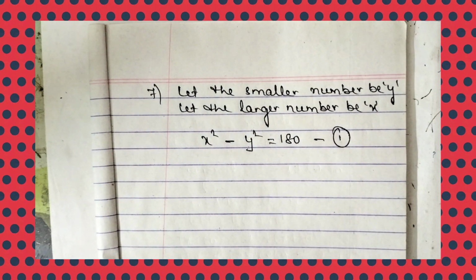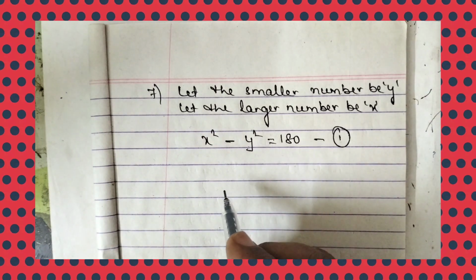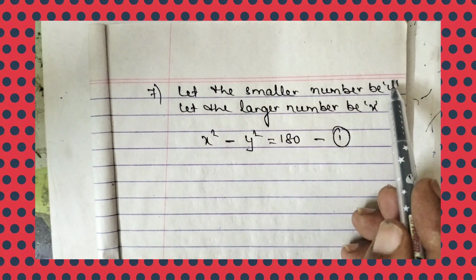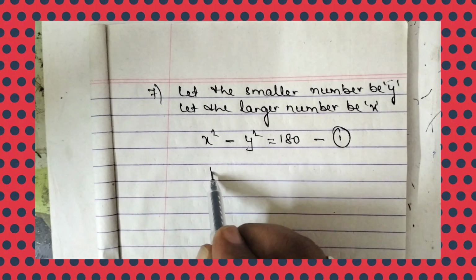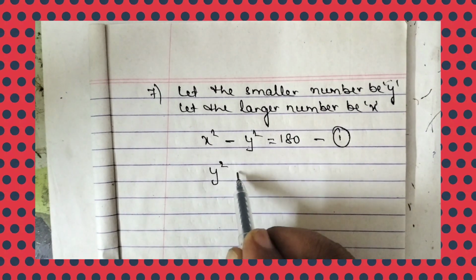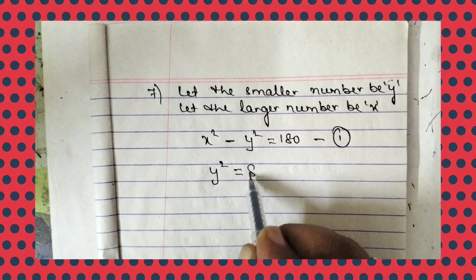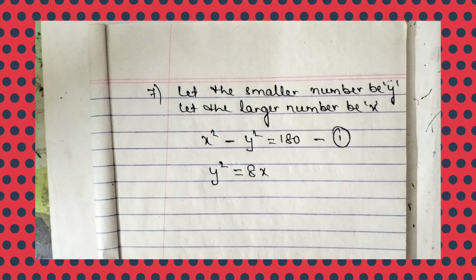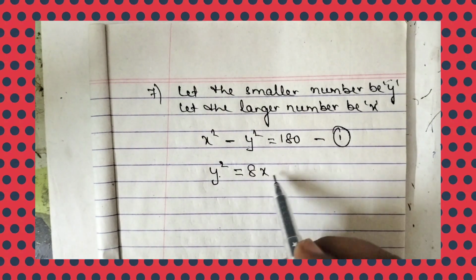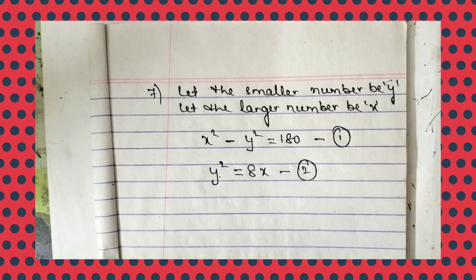Then the second condition is the square of the smaller number is 8 times the larger number. Which is the smaller number? y. Square of the smaller number, y square, is equal to 8 times the larger number. Then y square is equal to 8x. You call it equation 2.